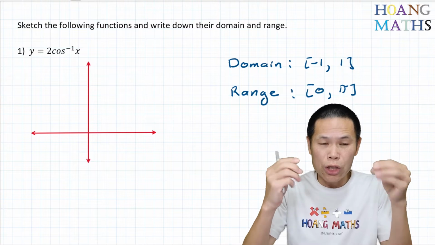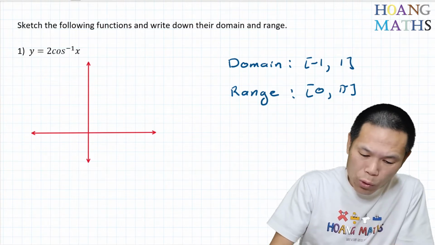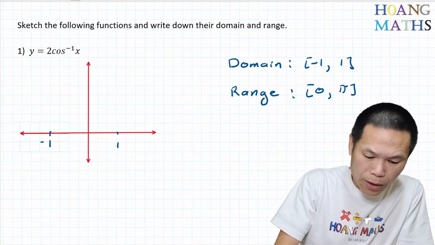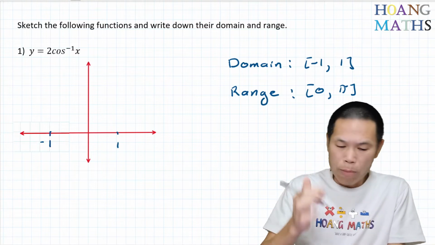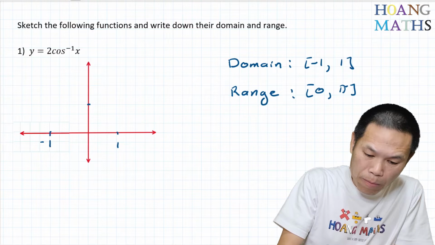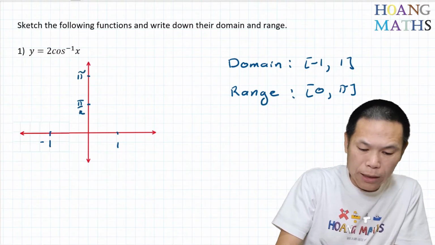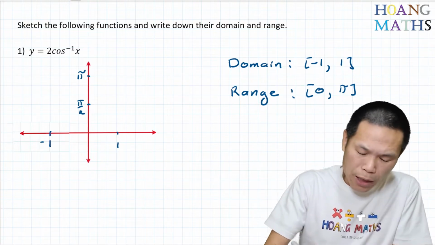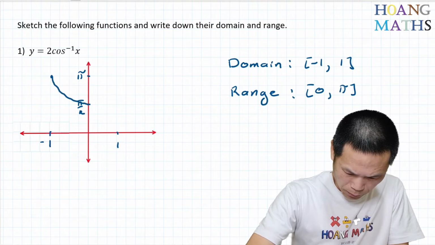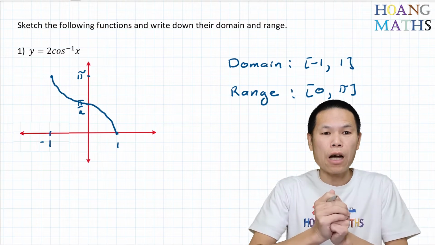So let me just sketch the inverse cos of x first. So we know that between -1 and 1. So let's say this is 1 here, -1. And for the range, it's between 0 to pi. So this is pi over 2 halfway, and this is pi. That's the range. And then we can just quickly sketch this first. So this is cos inverse of x.